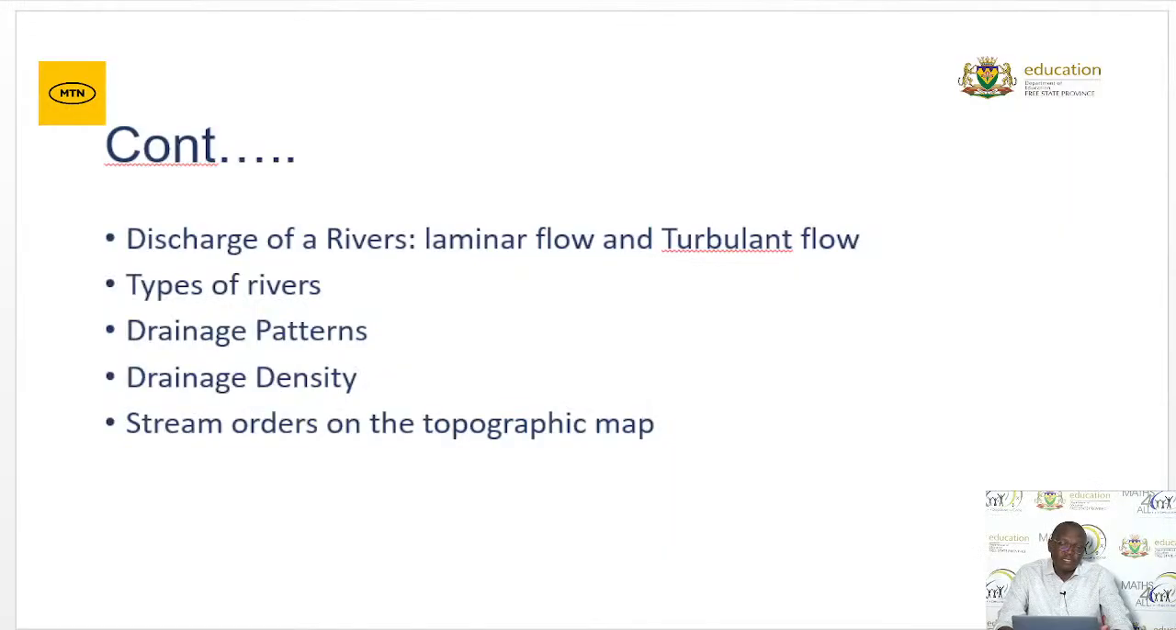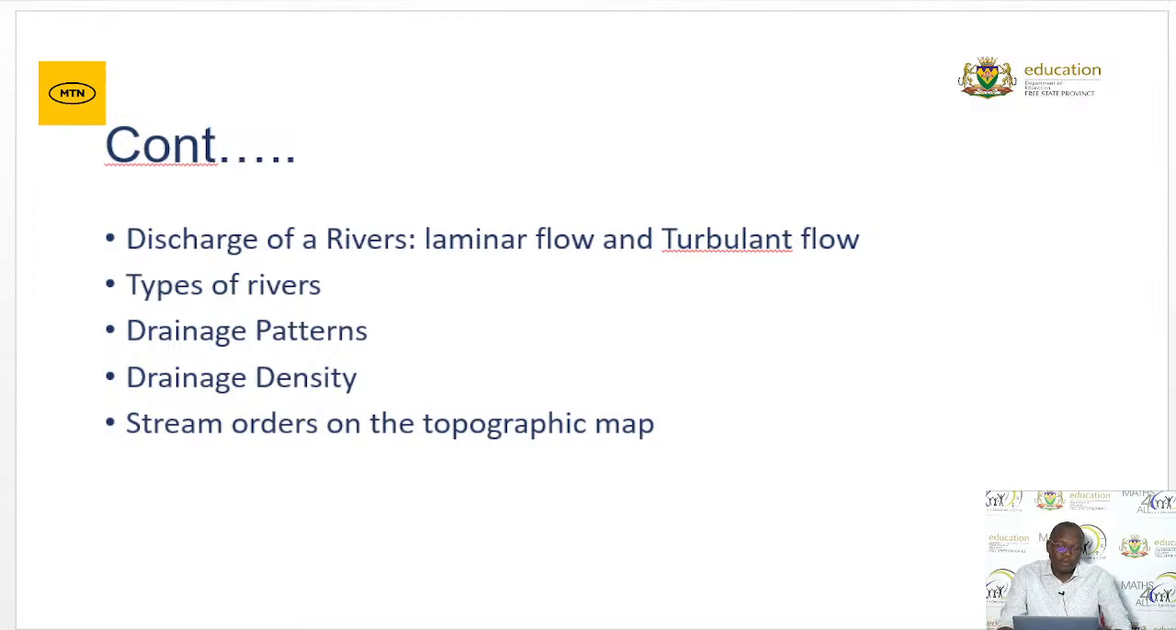Discharge of a river, we're having laminar flow and also turbulent flow. Laminar flow, the riverbed is even, and turbulent flow is uneven. Types of rivers, you must know that also. We're having 4 types of rivers. It's permanent, periodic, episodic river, and exotic river. So we must be able to distinguish between those types of rivers.